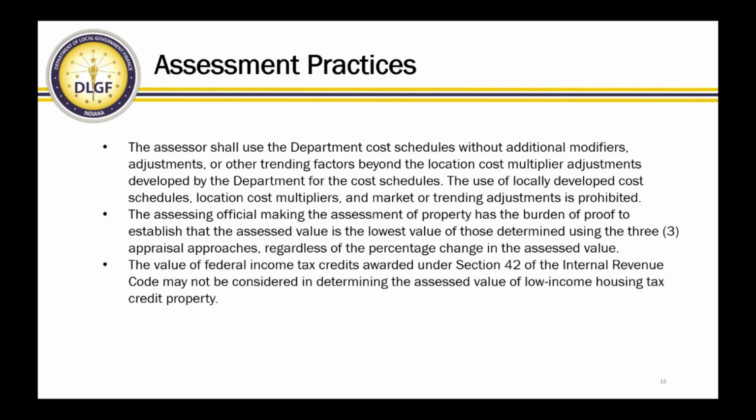Talked about the legislative change that the assessor uses our cost schedules without any independent or separately locally developed cost schedules or location cost multipliers or market or trending adjustments. The assessor has the burden of proof in showing that in terms of the 3 approaches, and also the federal income tax credits awarded under Section 42 may not be considered in determining the assessed value of low-income housing properties.